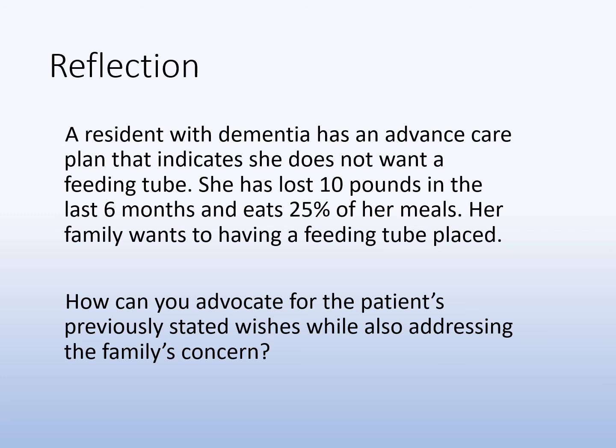I have one more reflection for you that I would love for you to talk amongst yourselves about. So a resident with dementia has an advanced care plan that indicates she does not want a feeding tube. She's lost 10 pounds in the last 6 months and she only eats 25% of her meals. Her family wants to have a feeding tube placed. So I'm sure that you have been in this situation before. So my question to you all is, how can you advocate for the patient's previously stated wishes while also addressing the family's concerns?